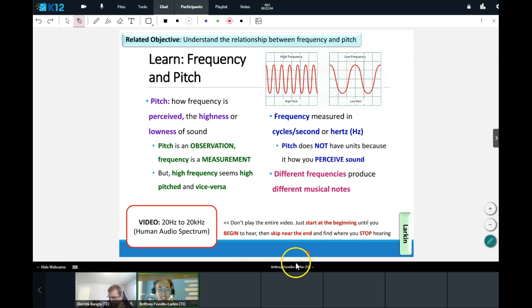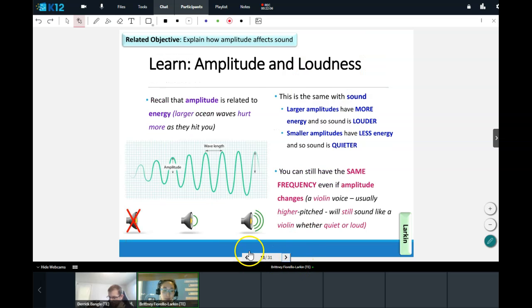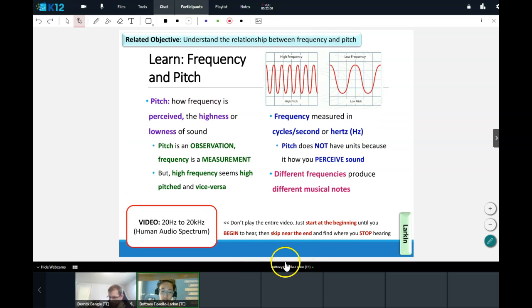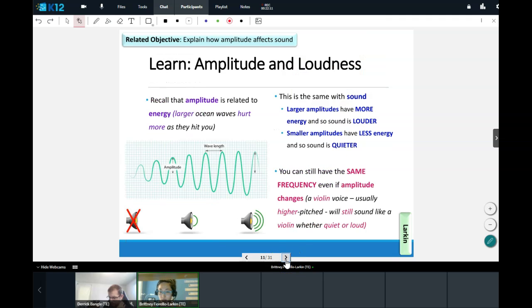Awesome. All right, everyone. So that is frequency and pitch. Again, frequency being the measurable thing, pitch being just your observation of it. Now, one other thing we need to go over again is amplitude. Remember, amplitude is related to energy, just like we saw with ocean waves. Bigger ocean waves hurt more.